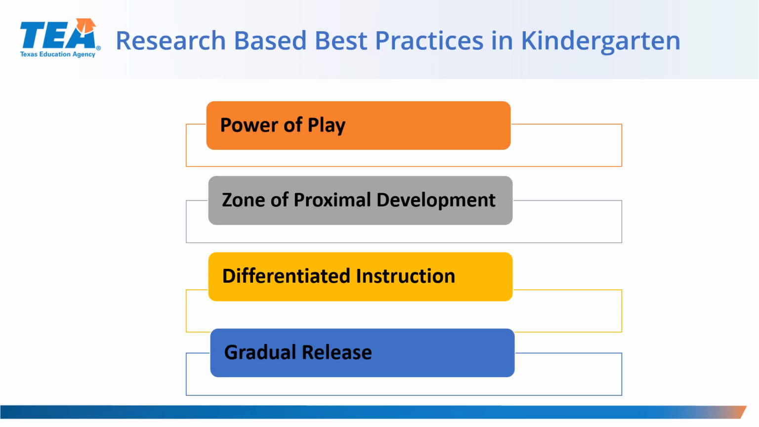Research-based best practices in kindergarten include the power of play, ensuring that students are learning within their zone of proximal development, ensuring that all students receive differentiated instruction as needed, and ensuring that educators use the strategy of gradual release within the classroom to promote child-led experiences. Let's look at these areas a little further.